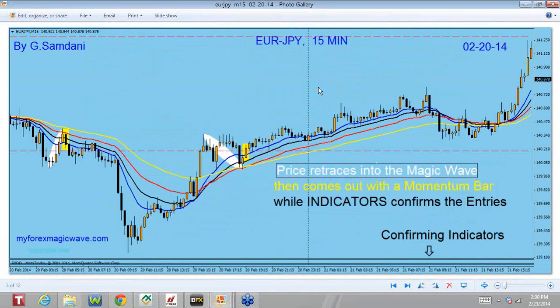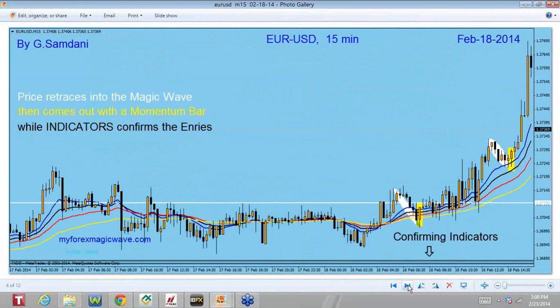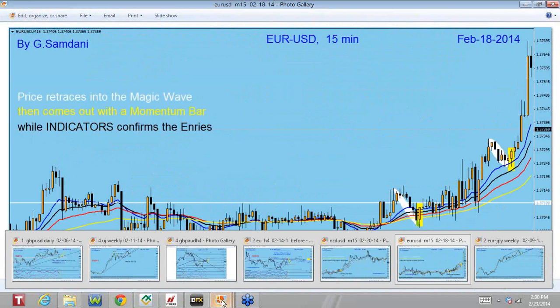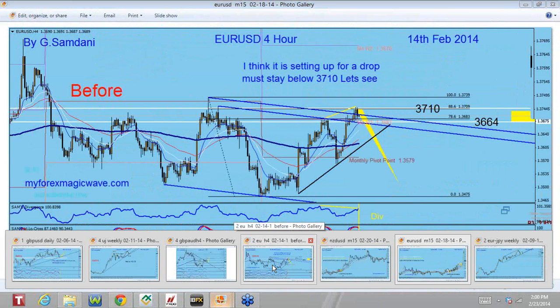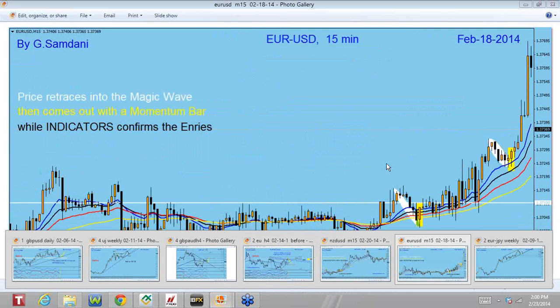Then you take an entry from the 15-minute chart if you find one. This one, the EUR-USD 15-minute chart I had, and I sent out a long time ago that it will be coming down. See, this is how my strategy is. I emphasize all the time it is an if-then strategy. If you have your levels, you know the numbers.